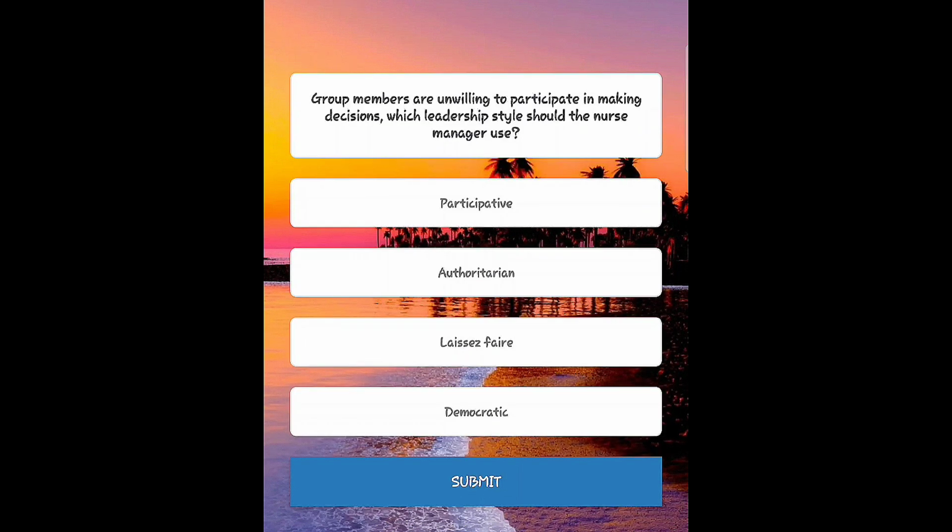Group members are unwilling to participate in making decisions. Which leadership style should the nurse manager use? Of course, we know that this is talking about management and leadership skills. So we have A, participative, B, authoritarian, C, laissez-faire, D, democratic. We've given them the opportunity to make a decision, but they are not willing to. Participative is the same thing as democratic, which leaves us with two options, authoritarian and laissez-faire. So the right answer is authoritarian because laissez-faire is like the easy kind of leader.